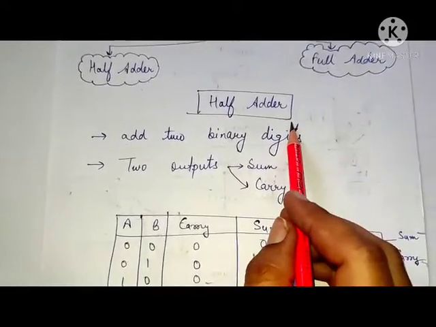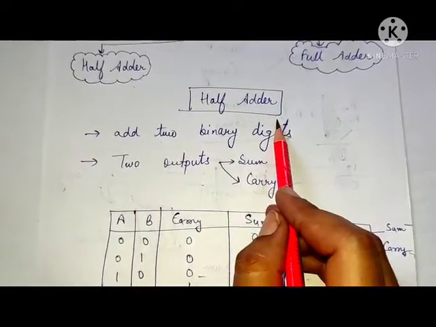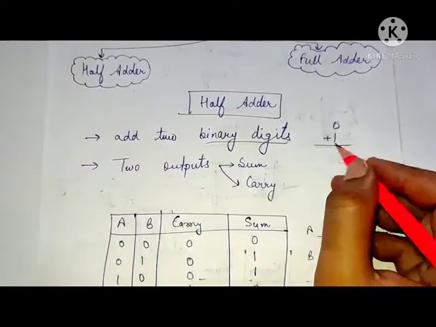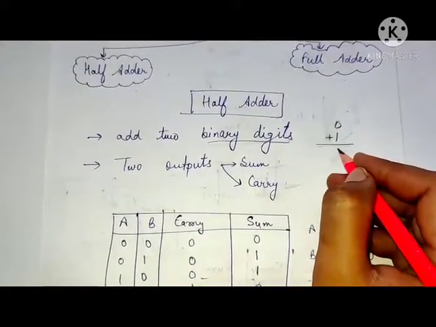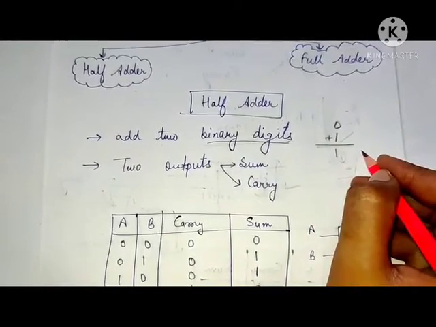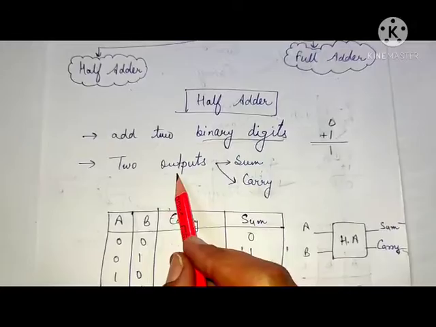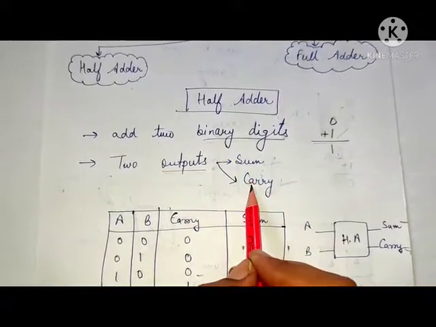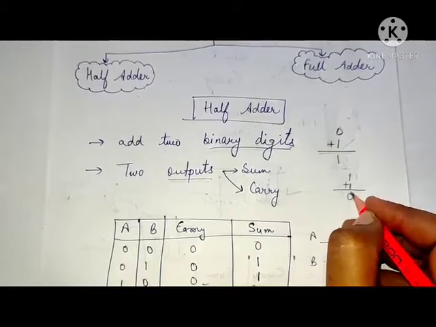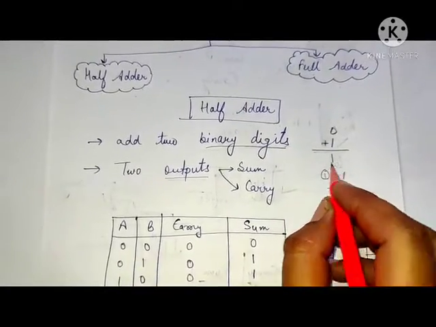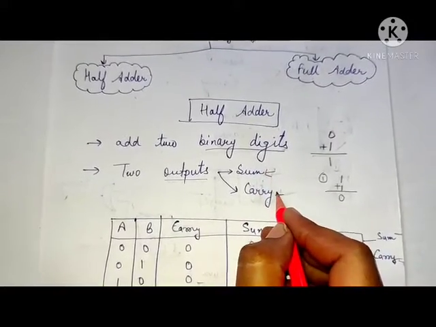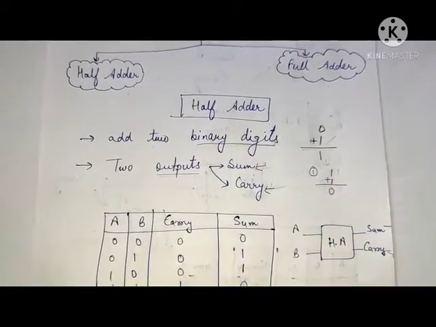First one is the half adder. It is the logic circuit that is used to add two binary digits only. Like this, if I am adding 0 and 1, then what is the output? Sum 1 and carry 0. So that's why the half adder produces two outputs, sum and carry. When we are doing 1 plus 1, then sum is 0 and carry is 1. So sum is contained by this output and carry is contained by the carry output.